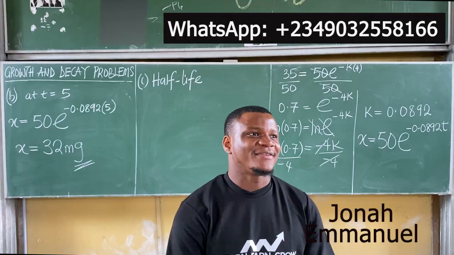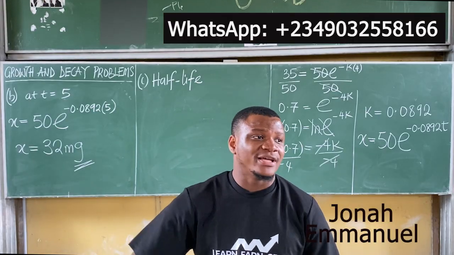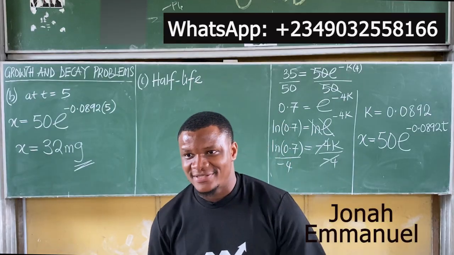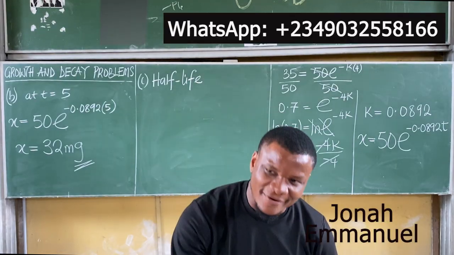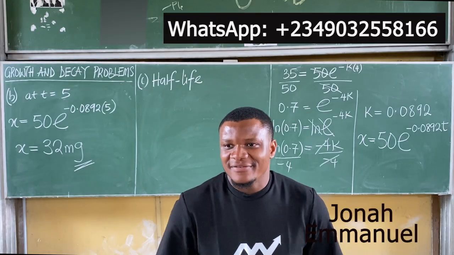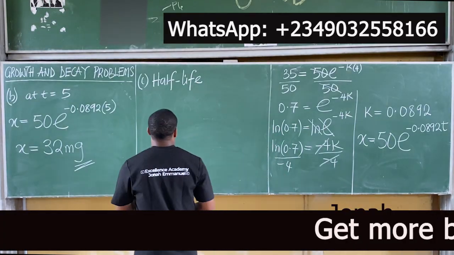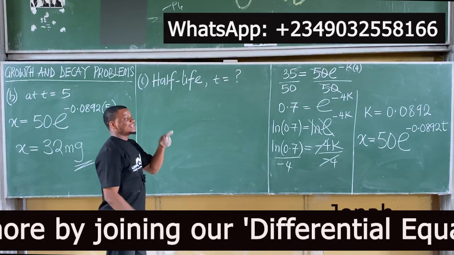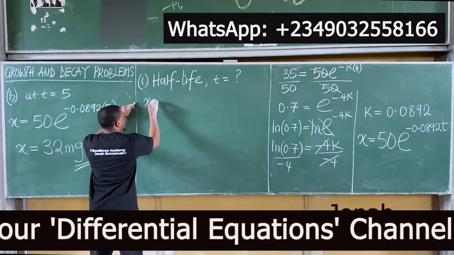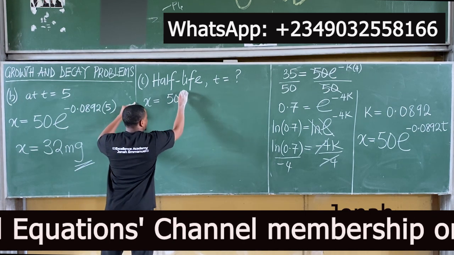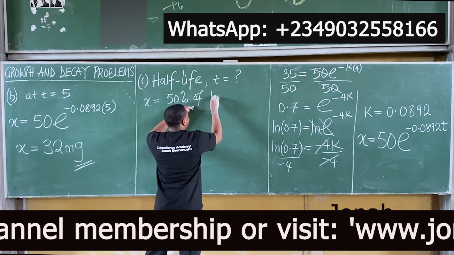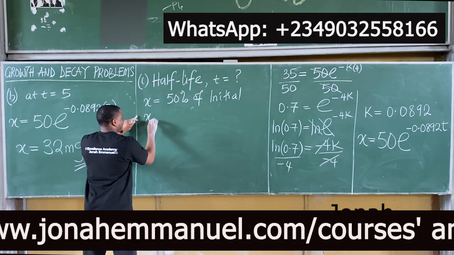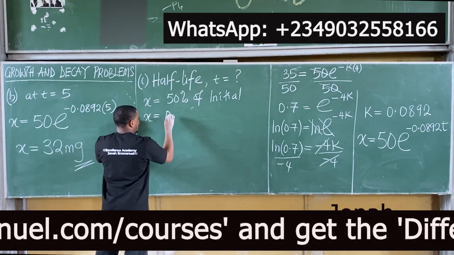So half-life is a constant of time. How long will it take the radioactive element to lose half of its initial value? In essence, for half-life we're looking for t. The time, we don't know. But here's the condition. For half-life, x will be equal to 50% of the initial value. That's why it's a half-life.